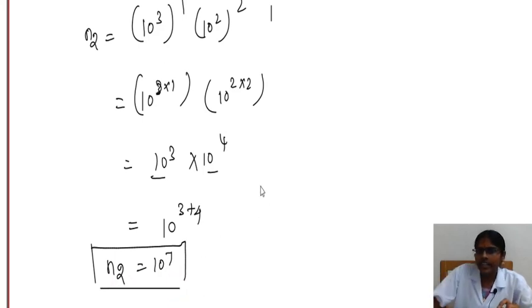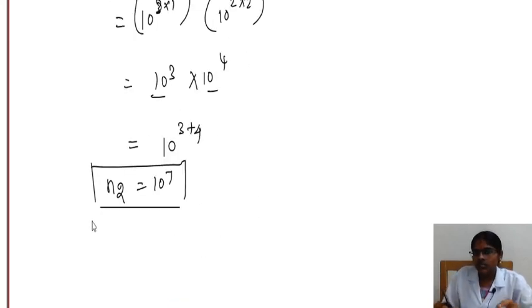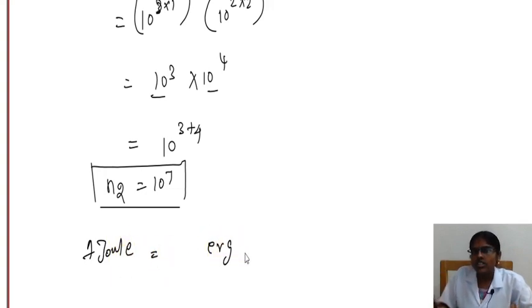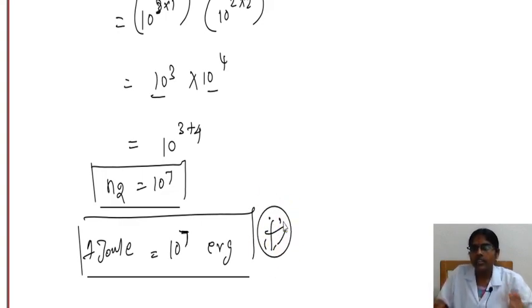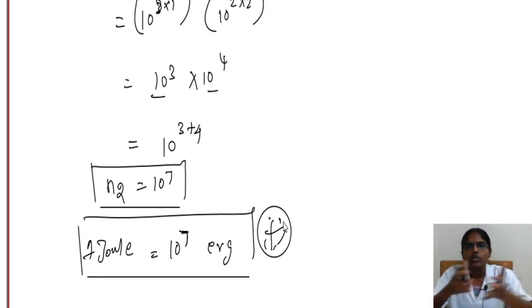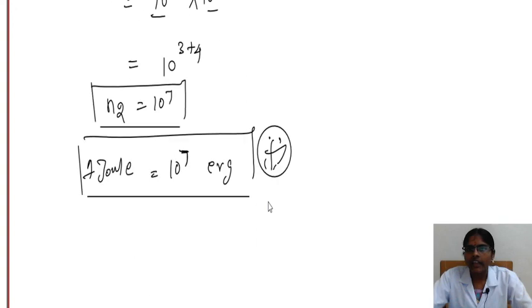So how can we write this? I just convert 1 joule into ergs. So 1 joule is equal to how many ergs? It is 10 to the power 7 ergs. Understood? So this is how we can convert any system of unit. That means any physical quantity from one system of unit to another system, using this dimensional method we can convert. Okay, so that's it. We have done 2 examples.